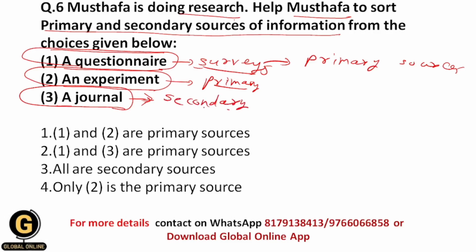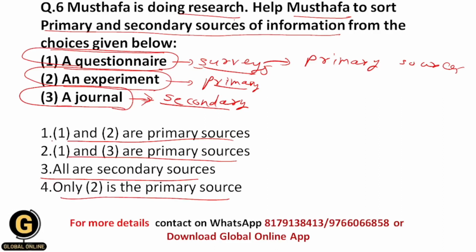So let us see the options. First, 1 and 2 are primary sources; second, 1 and 3 are primary sources; third, all are secondary sources; and fourth, only 2 is the primary source. So you tell me what the answer should be. Obviously the first, because 1 and 2 are the primary sources, not 1 and 3, not all secondary, and not only 2.